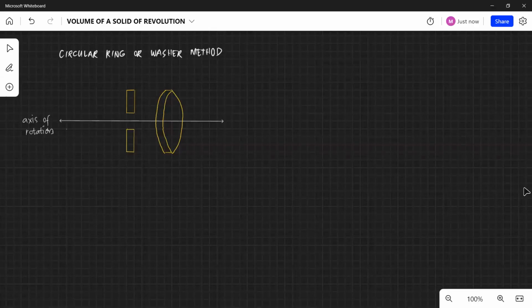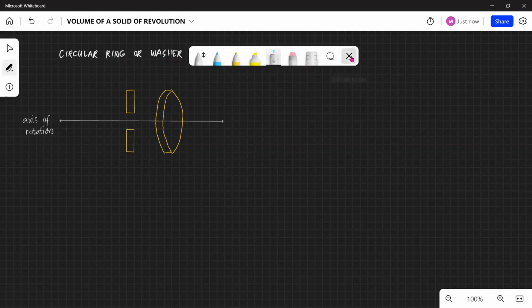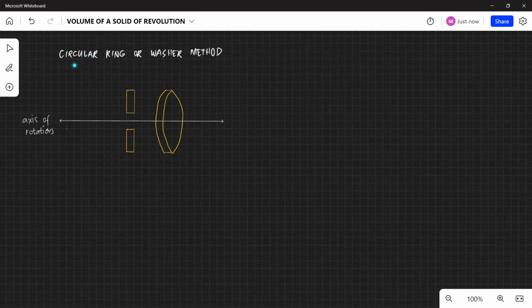So another method of getting the volume of a solid of revolution is the circular ring or washer method. The first method was called the circular disc method. It's a disc because the strip lies on the axis of rotation. So if that lies on the axis of rotation, then a circular disc is formed.